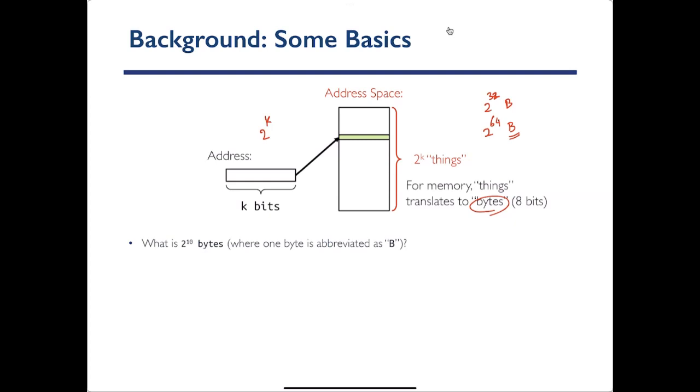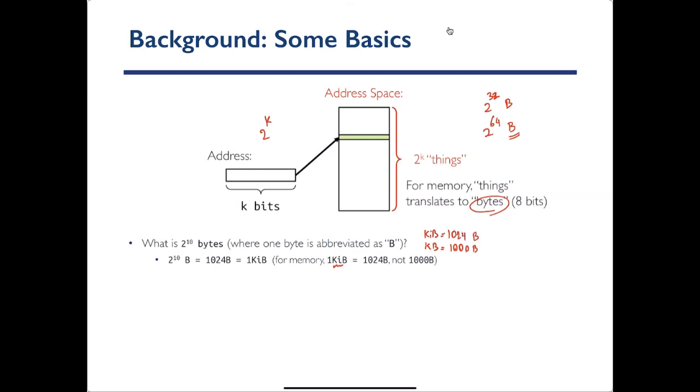What is 2 to the 10 bytes? Well, 2 to the 10 bytes is called 1 kibibyte. And you didn't hear it wrong. It's kibibytes, and you write it as KiB. So there is this i there. And it's different from kilobyte. If you say KB, that's 1,000 bytes. So 1 kibibyte is 1,024 bytes.